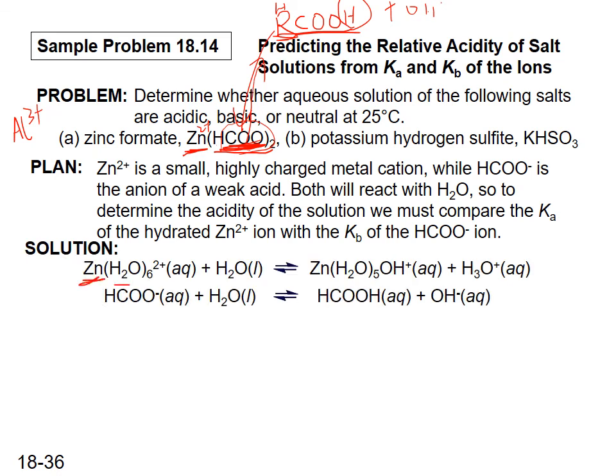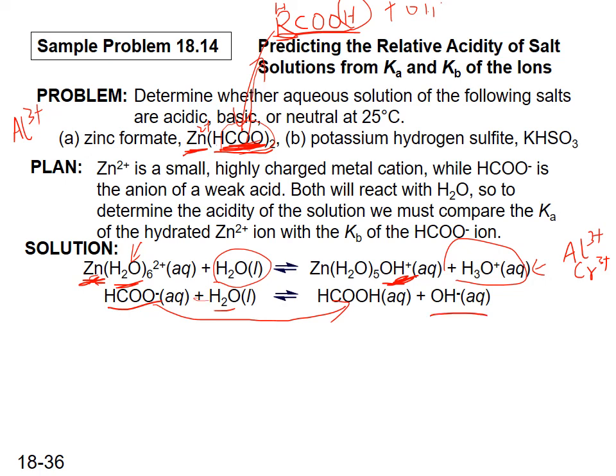The hydrated zinc pulls electrons toward zinc. So one hydrogen of this water goes to another water molecule, and that will generate hydronium ion. This reaction, you have seen before for aluminum and chromium. Now acetate comes from a weak acid, so it goes back to the weak acid by reacting with water, and by abstracting one hydrogen from water, it gives you hydroxide.